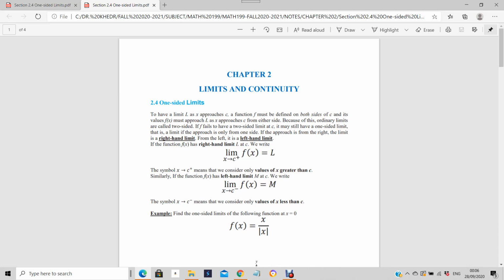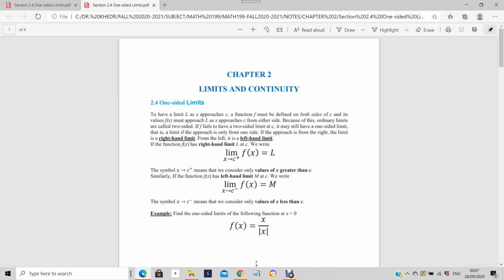So the function f of x will have a limit L as x approaches C if f is defined on both sides of x equals C and its values f of x must approach L as x approaches C from either side. Because of this, ordinary limits are called two-sided. If f fails to have a two-sided limit at C, it may still have a one-sided limit. That is, a limit if the approach is only from one side.